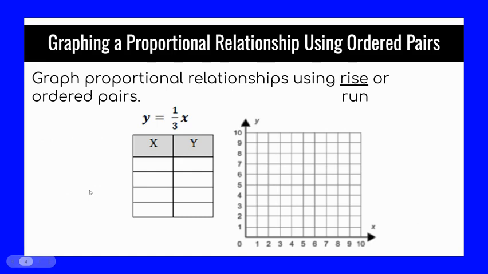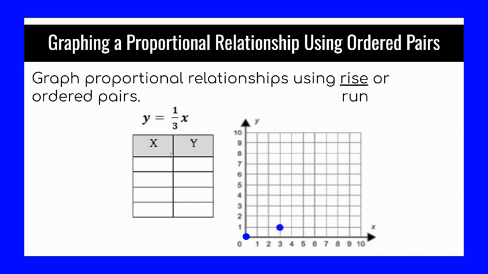So we're going to talk about graphing this using ordered pairs. Okay, just looking at the equation, y equals 1/3 x. I can see right now that I'm not adding anything to it, so I know I need to start at 0, 0. Now I need some more points to graph a line. Well, I'm going to pick a value for x, and that will get me a value for y, because I'm going to plug that in.